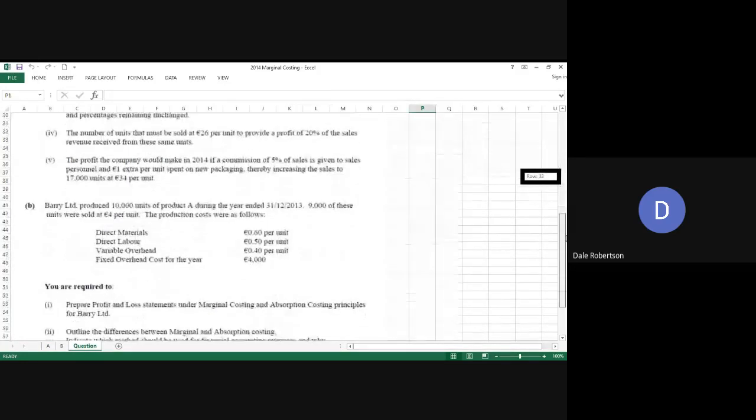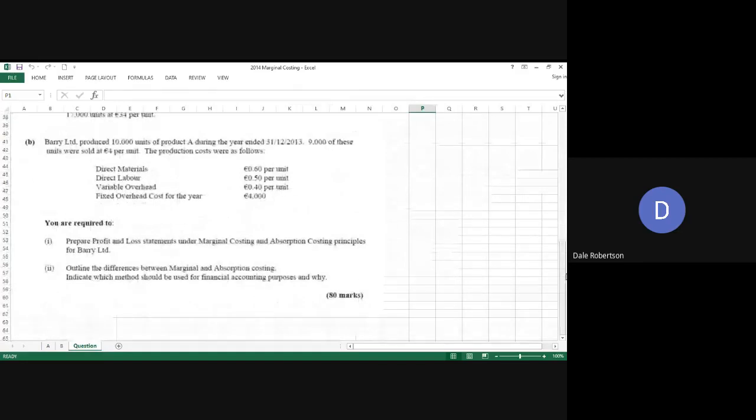Let's read part B. It says Barry Limited produces 10,000 units of product A, whatever that might be, during the year. 9,000 of these were sold at €4 per unit. So therefore 1,000 of them are not sold, and items which are not sold are called closing stock. 1,000 out of the 10,000 produced, that is 1/10 the closing stock. The production costs were as follows. Direct materials were 60 cents per unit, labor was 50 cents per unit, variable overheads were 40 cents per unit, and fixed costs were 4,000.